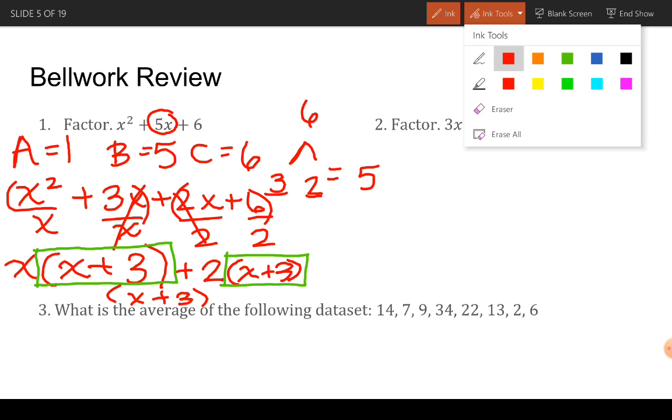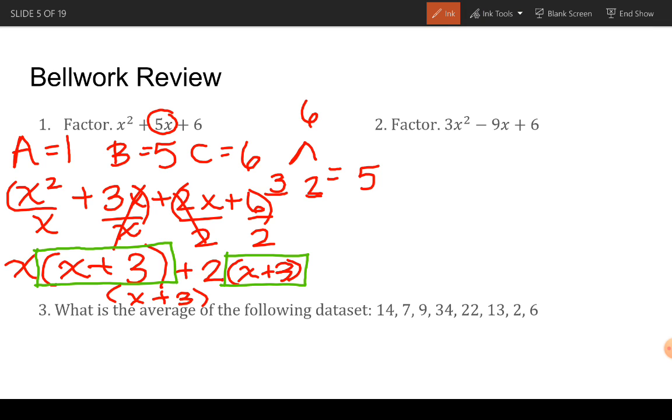Once we find our first factor, we can cross out that factor, and our second factor will be whatever values are left. So our second factor would be x plus 2, because those are the two terms that are left. And we have factored x squared plus 5x plus 6. Let's go through and do number 2.